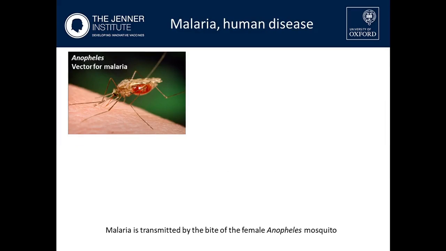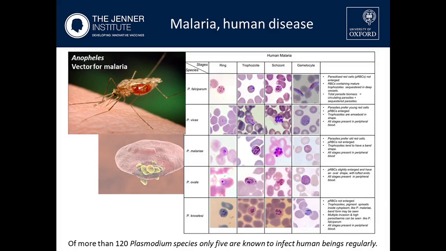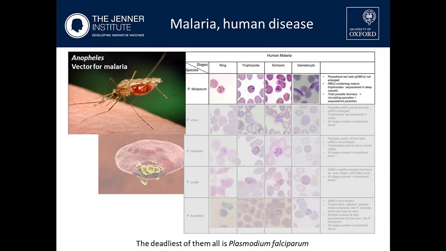Talking about malaria. Malaria is a human disease transmitted by the bite of the female Anopheles mosquito. This disease is caused by intracellular Plasmodium parasites. Of more than 120 Plasmodium species, only 5, those shown here in the table on the right, are known to infect humans. Of these different species, the deadliest of them all is Plasmodium falciparum.